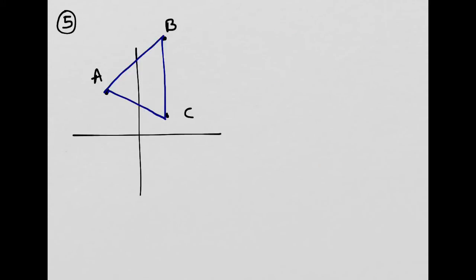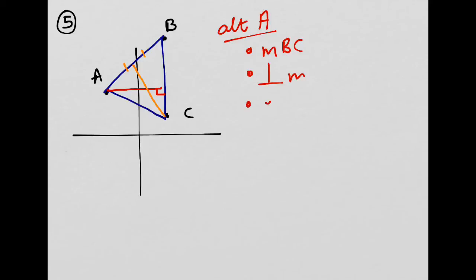Question 5, one of these big questions. Find the coordinates of D, which is the point of intersection between the altitude through A and the median through C. Well, the altitude through A is the line which is perpendicular to side BC. The median through C is the line that goes through C, which cuts this side in half. So if we deal first of all with the altitude through A, then we're going to find the gradient of BC, we're going to find the perpendicular gradient, and then we're going to find the equation.